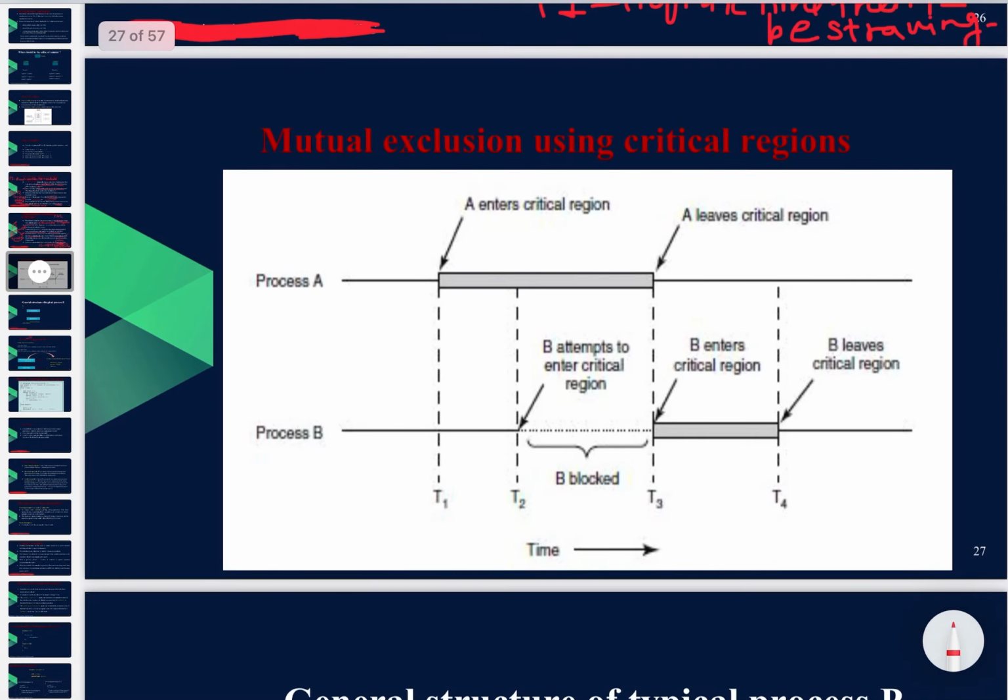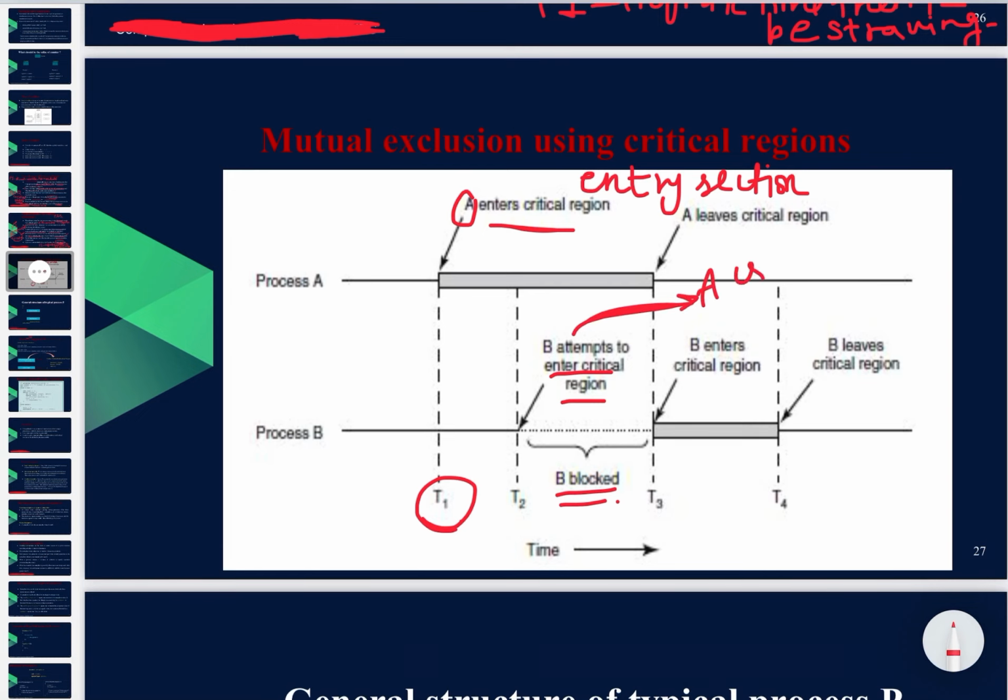So suppose for example process A enters the critical region. So it is the entry section. B attempts to enter the critical region but B is blocked. Why is B blocked? Because A is already present in the critical section.